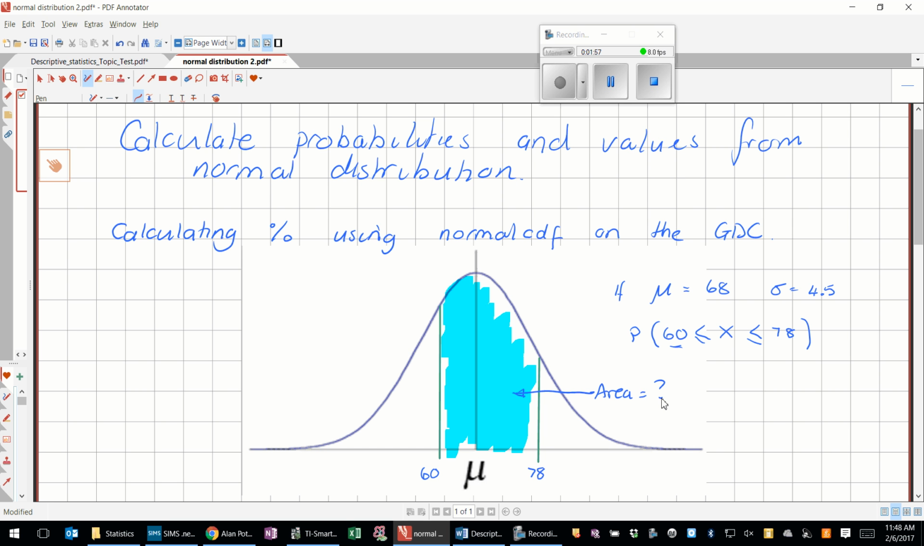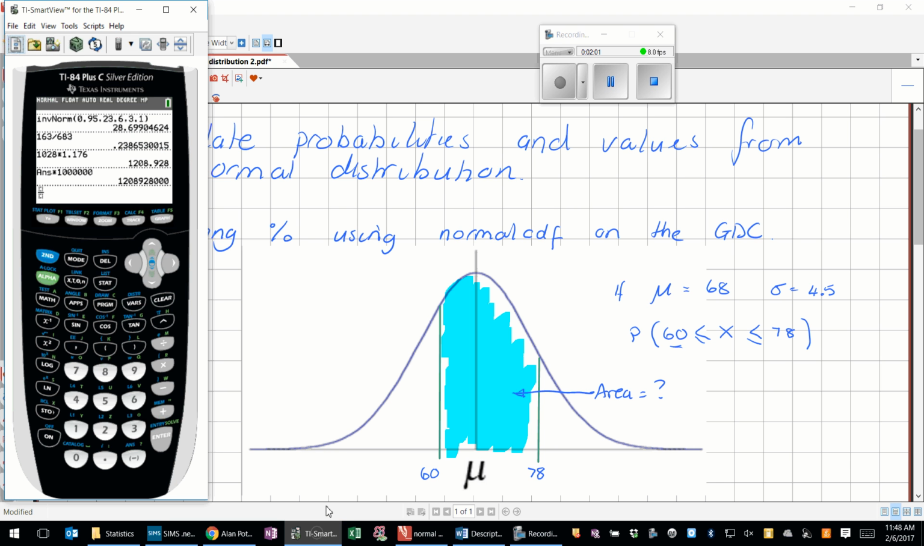So, does anyone remember? It was second and then vars here, above it is distribution. So we're going to go to second and vars for distribution. That's the second one, normal CDF. Press enter on that.